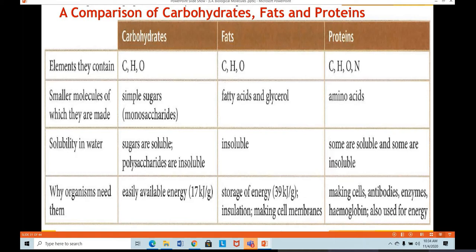Proteins. Elements they contain are carbon, hydrogen, oxygen, and nitrogen. Smaller molecules of which they are made are amino acids. Solubility in water: some are soluble and some are insoluble. Why organisms need them? Making cells, antibodies, enzymes, hemoglobin, and they are also used for energy.